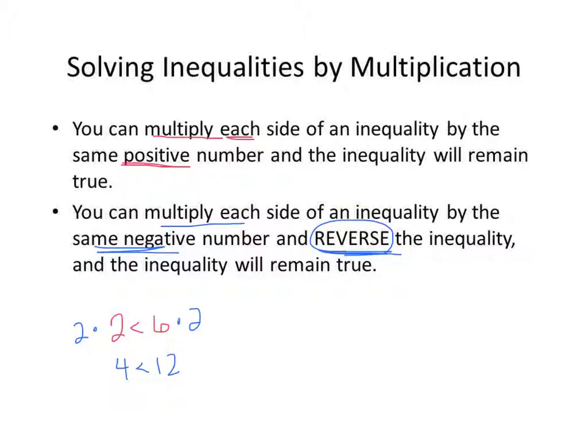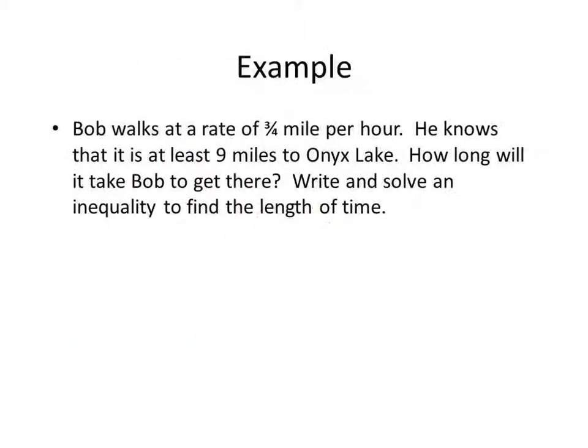So what happens if we multiply by a negative number here? If we have 2 is less than 6, and now I'm going to multiply each side by a negative 2, we get negative 4 is less than negative 12. But negative 4 is not less than negative 12. Negative 4 is greater than negative 12. So for this inequality to remain true, we must reverse our inequality. So if you multiply by a negative, reverse your inequality. That really gets to be the only difference between solving an equation and solving an inequality.